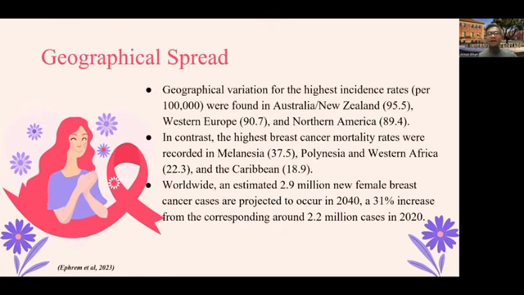The highest incidence rates are in Australia, Western Europe, and North America, and the highest mortality rates are in Melanesia, Polynesia, West Africa, and the Caribbean. About 2.9 million cancer cases are projected in 2040, compared to 2.2 million in 2020.